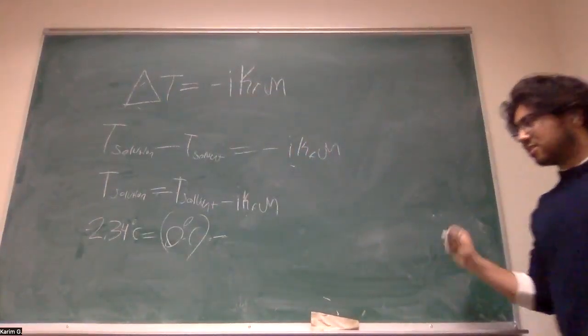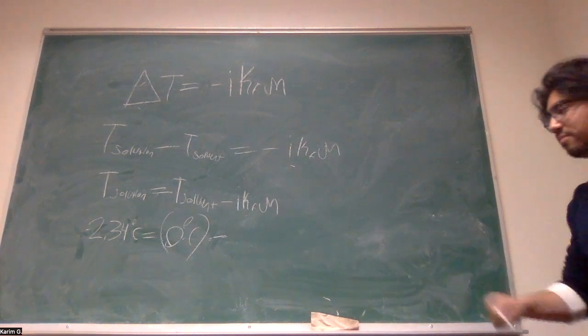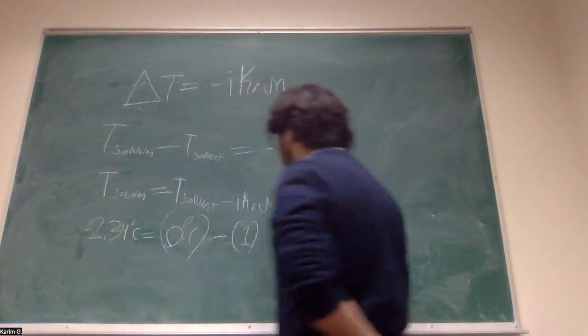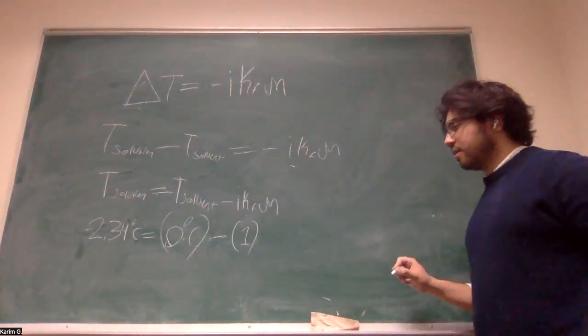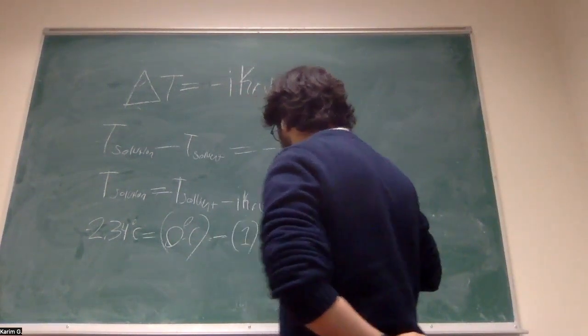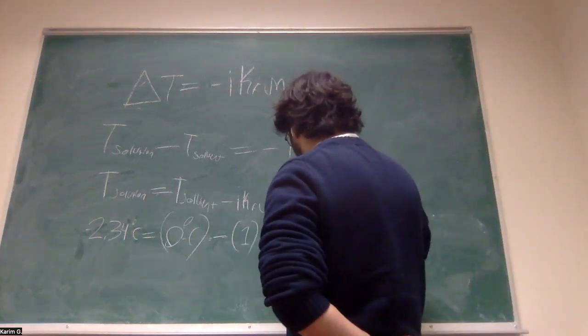Right. So then what's our van't Hoff factor for water? One. Our Kf is 1.86. What are the units? Celsius over molal.